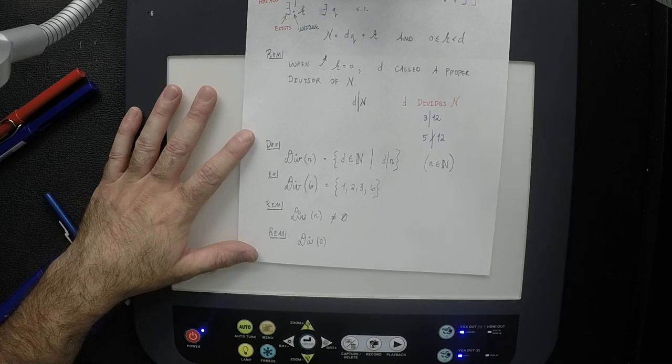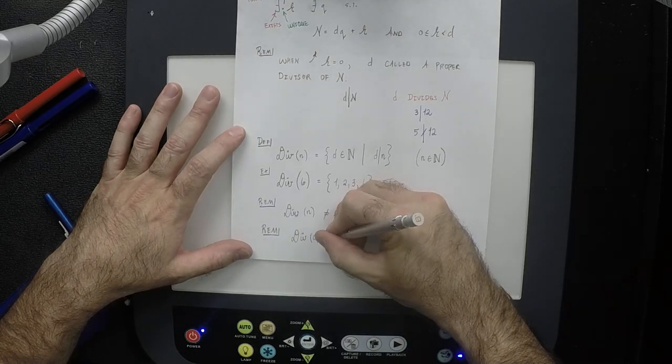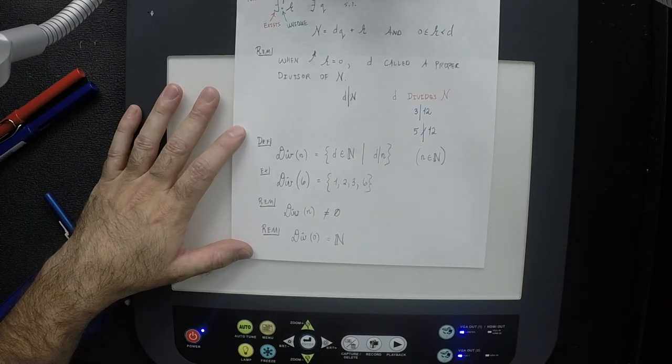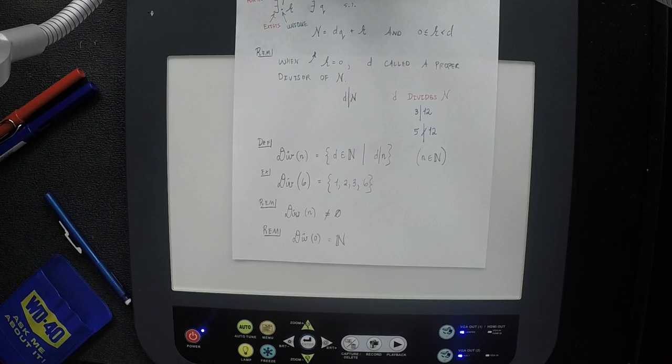So 7 is a divisor of 0. What else is a divisor of 0? Literally anything. 8 is one of them. 9 is one of them. 2370 is one of them. All the naturals divide 0. Okay, so the set of divisors of 0 is the naturals itself, which in particular is not empty.